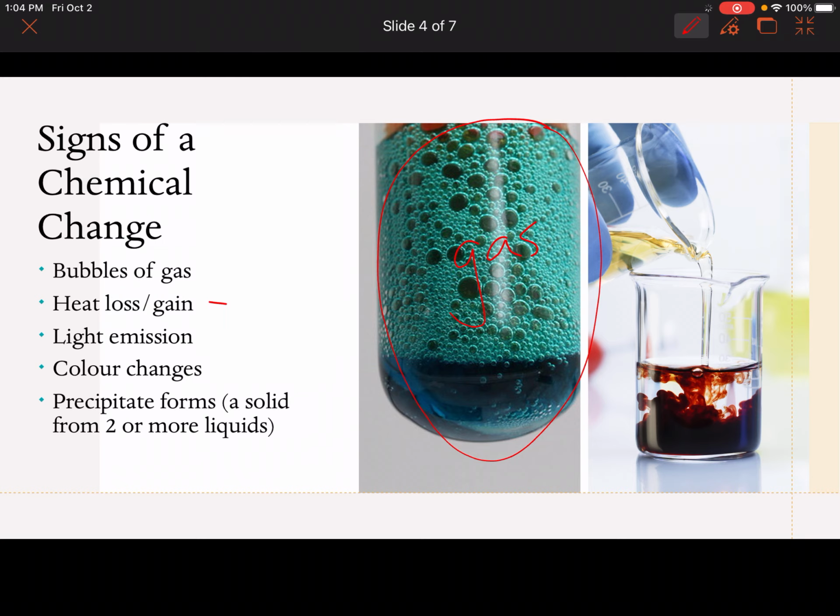Another one, heat loss or a heat gain. Light emission. So for example, if you have a candle burning, that would be a chemical change because there's light being emitted. There's also heat there as well. Color changes are a sign of chemical changes. And if we look, we've got this example here. So we've got two clear liquids coming together and they're making this really dark burgundy color here. So that's a sign of a chemical change.